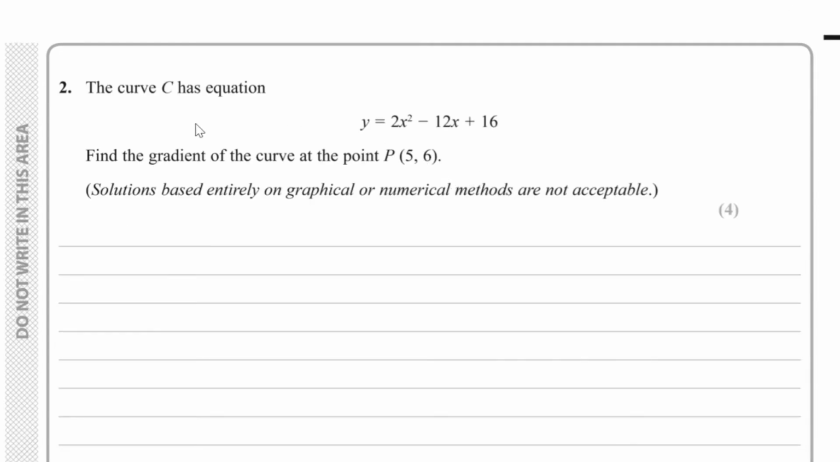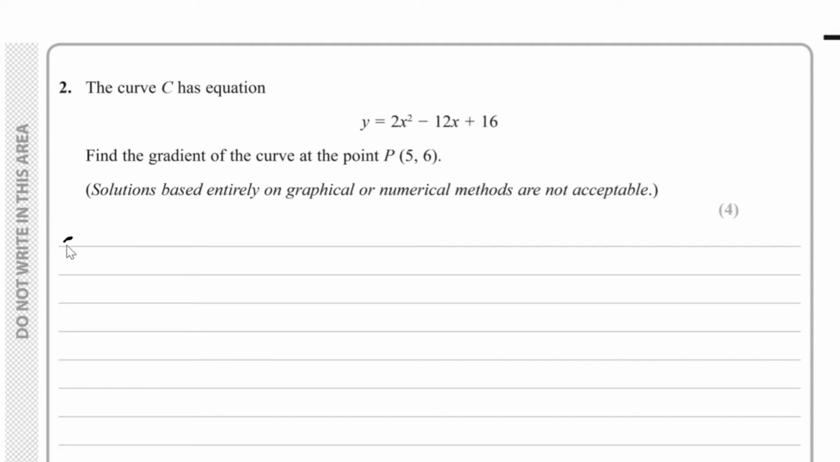Question number 2. A curve C has equation y equals 2x squared minus 12x plus 16. We have to find the gradient of the curve at the point P with coordinates 5, 6. Solutions based entirely on graphical or numerical methods are not acceptable. We need to find out the gradient. So, for us to do that, we need to find out the gradient function.